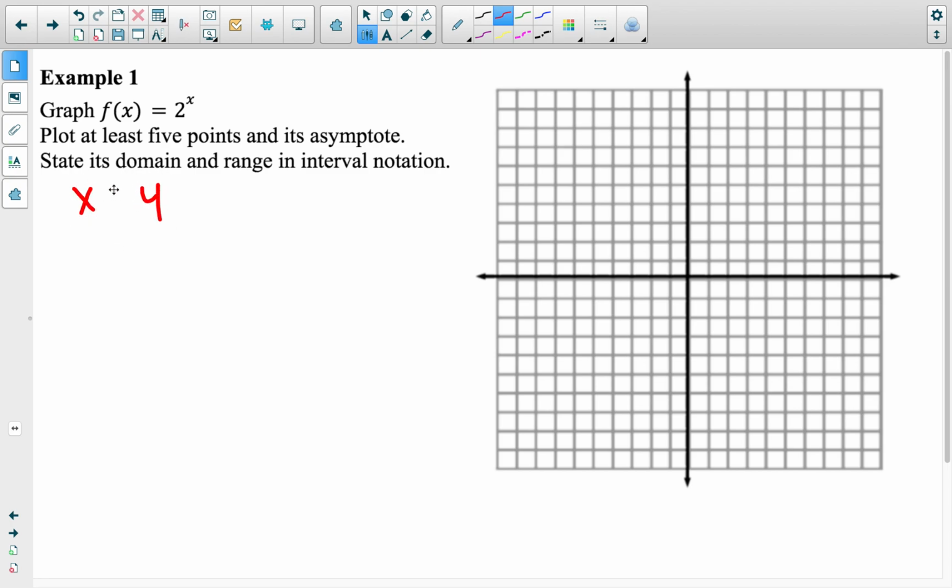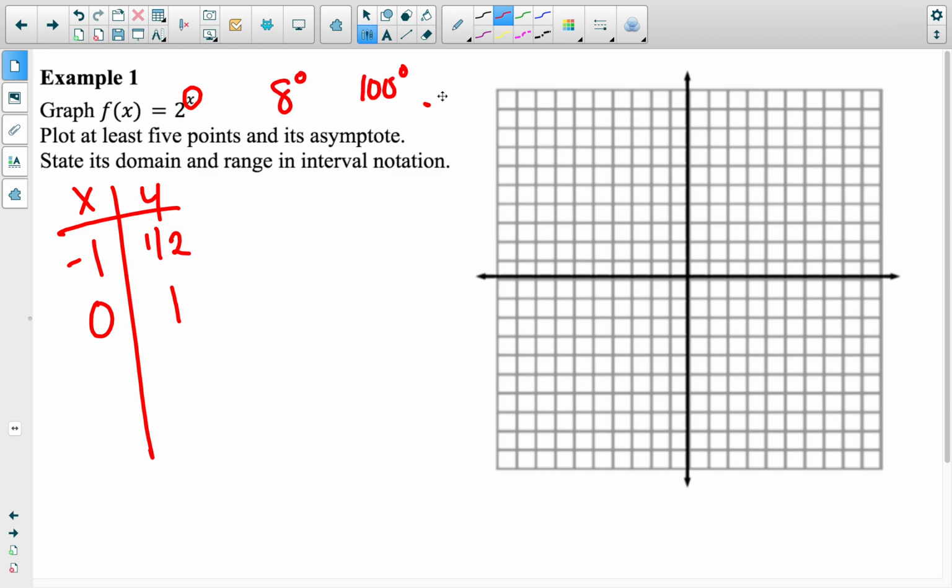We're going to make a table. When in doubt with graphing, just make a table. What are some numbers that we would want to plug in for x? We could plug in -1. 2 to the negative first power would give us 1/2. 2 to the 0 power, fun fact, anything to the 0 power gives you 1. Even 8 to the 0, or 100 to the 0, or -100 to the 0, all give us 1. It's a definition in mathematics.